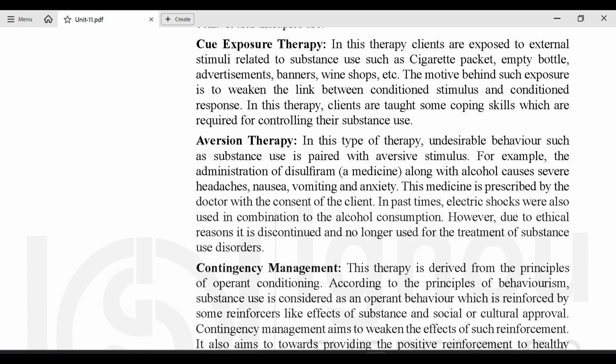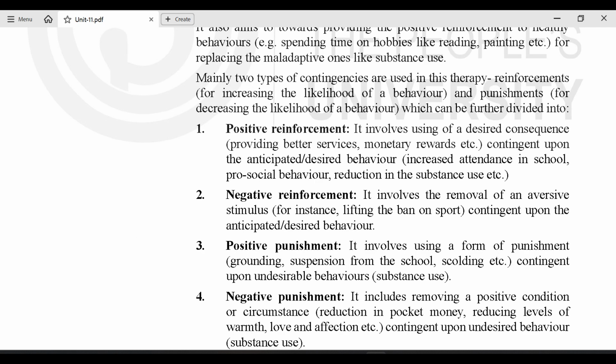Contingency management. This therapy is derived from the principles of operant conditioning. According to the principles of behaviorism, substance use is considered as an operant behavior which is reinforced by some reinforcers like effects of substance and social or cultural approval. Contingency management aims to weaken the effects of such reinforcement. It also aims towards providing the positive reinforcement to healthy behaviors. For example, spending time on hobbies like reading, painting, etc., for replacing the maladaptive ones like substance use.